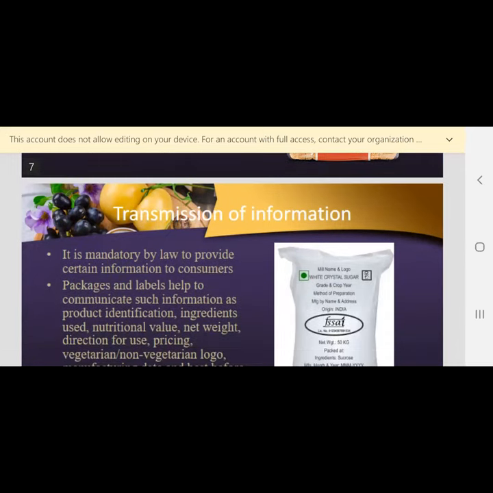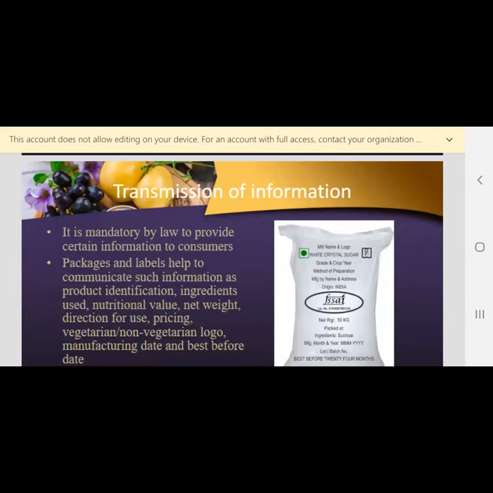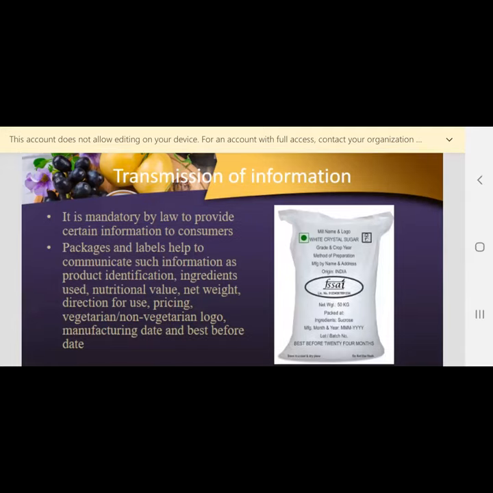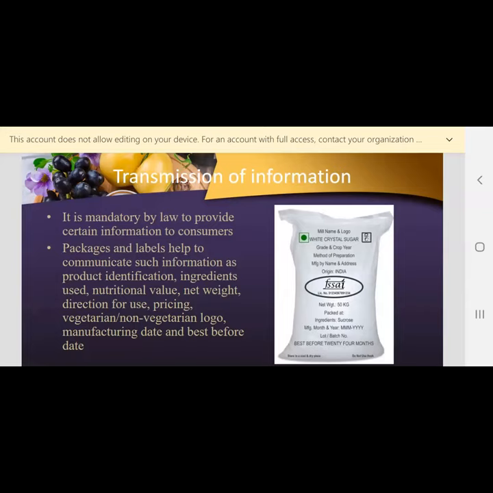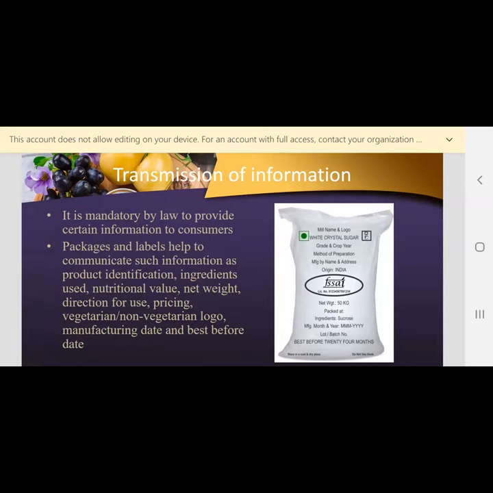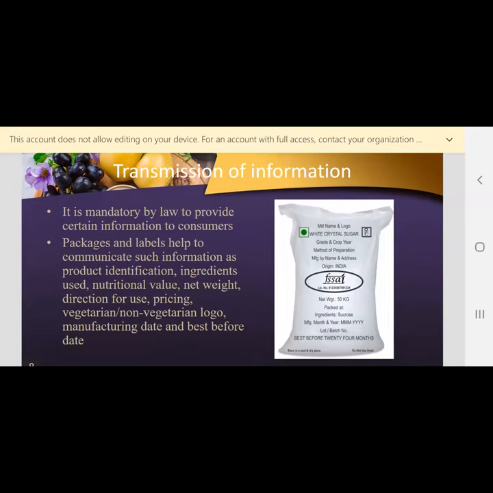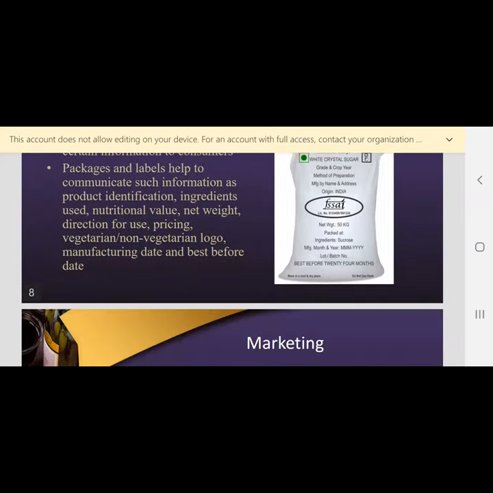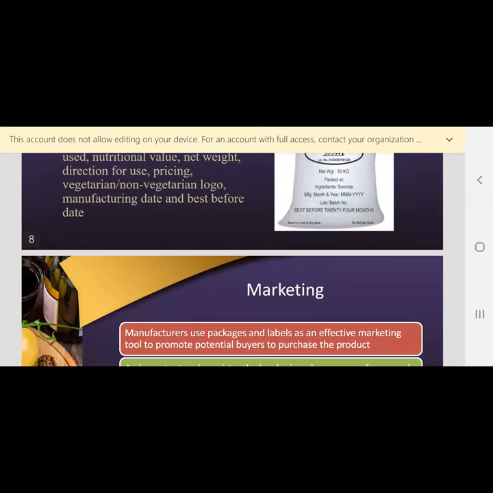Then it comes to transmission of information. As we all know, the central and state governments and FSSAI have certain requirements for basic labeling. So we also get it from the packaging of certain food products. And for global use, this is also a basic criterion because I need to understand what I am eating. Okay, I will come to this later also.